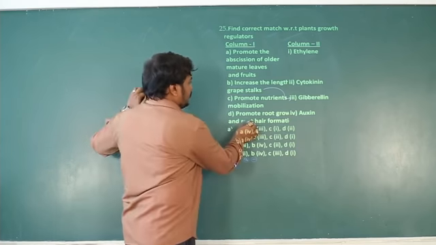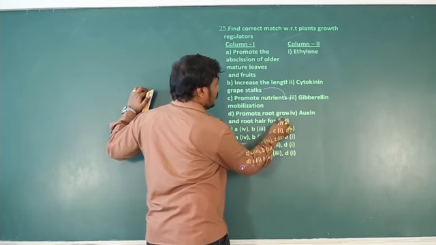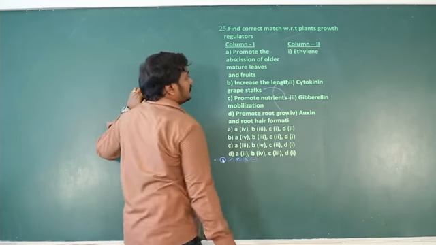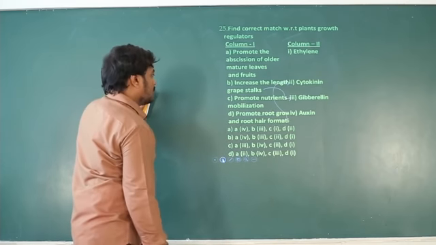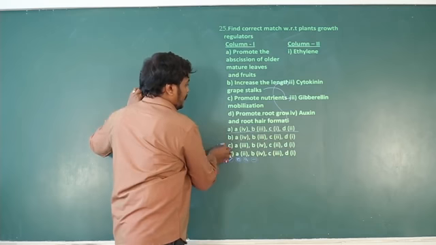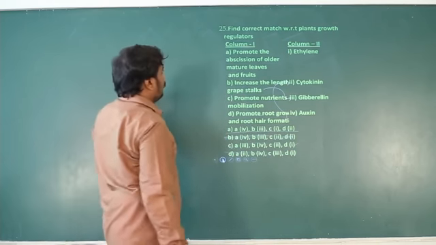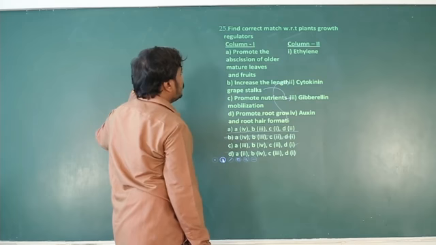Root hair formation is by ethylene. Sorry, promote root growth. Promoting root growth means this one, the second one. D is 2. So D is 2, and we can eliminate the remaining. Okay, so let us see. A4: promote the abscission of older mature leaves and fruits.